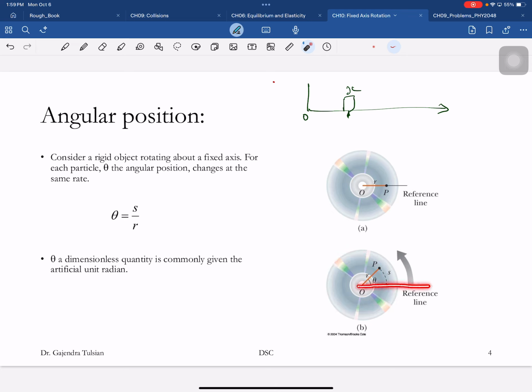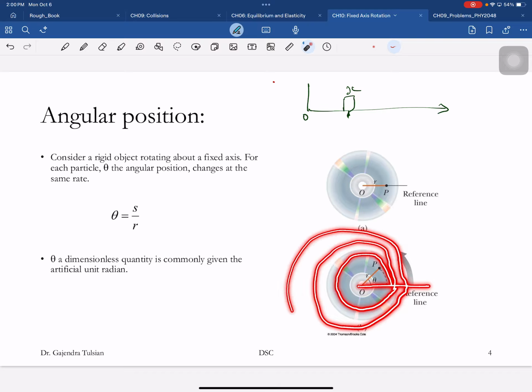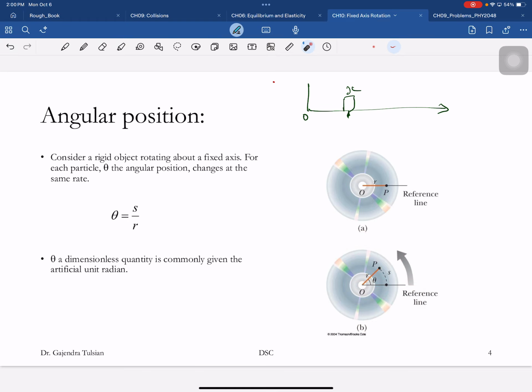So there's the object. I take this point, and what angle did the object rotate through? 360. Yeah, 720, so we keep adding the angles, okay?